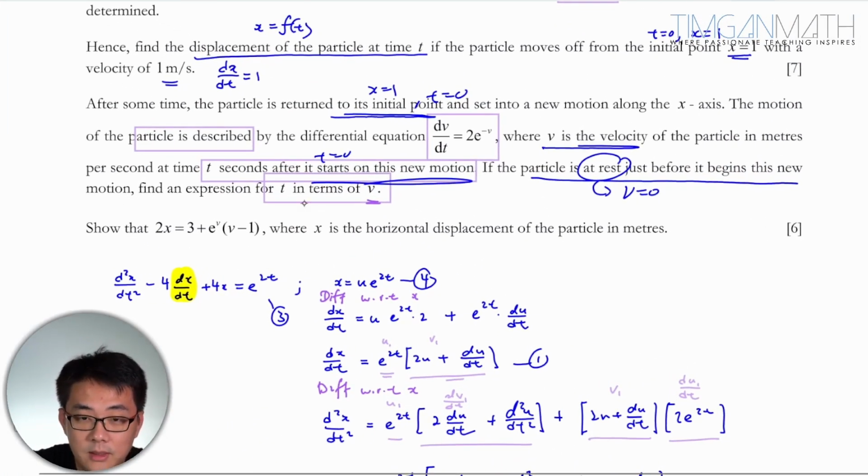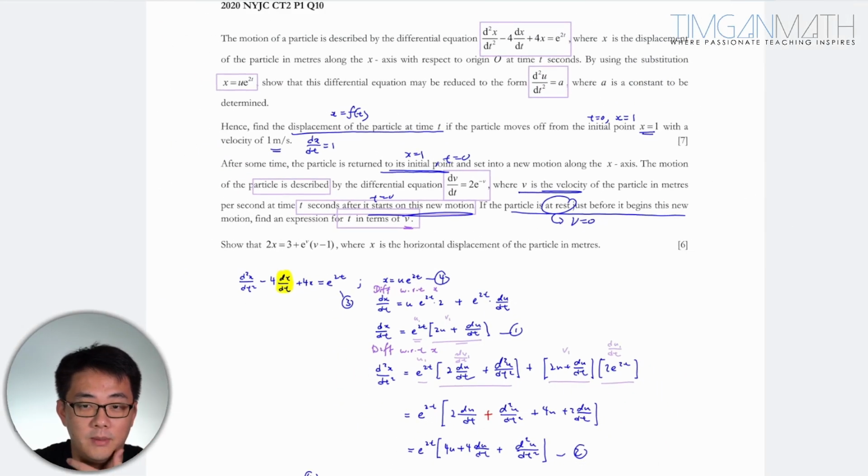So we've done this. Now let's look at the last one. For the last one, show that 2x equals 3 plus e to the v, v minus 1, where x is the horizontal displacement of the particle in meters.